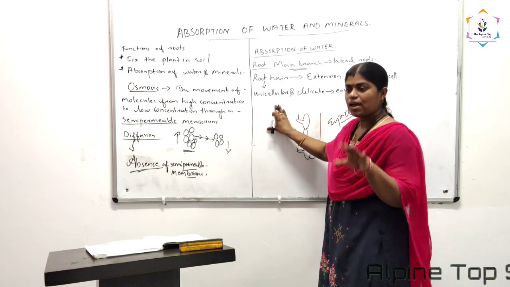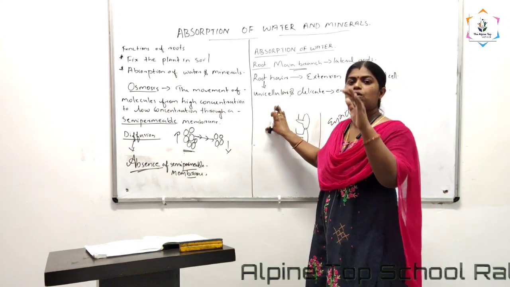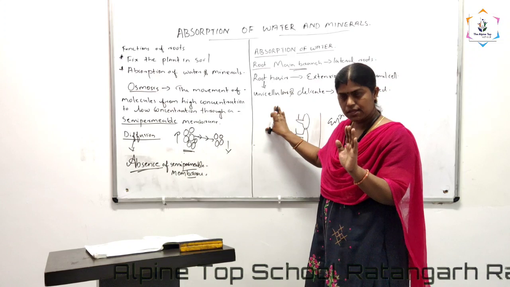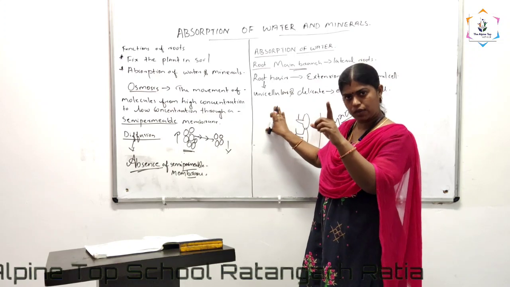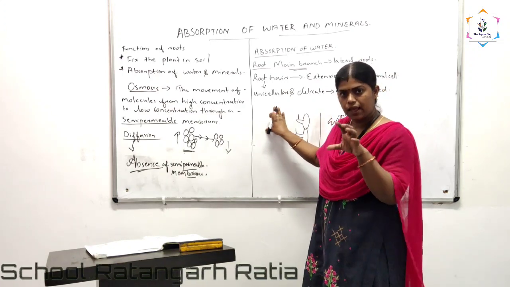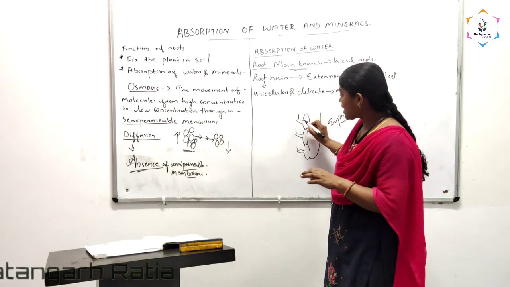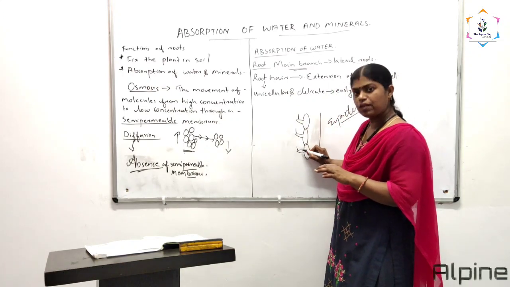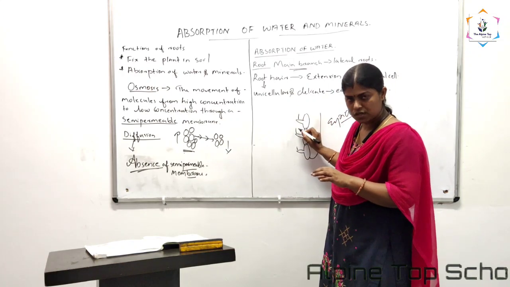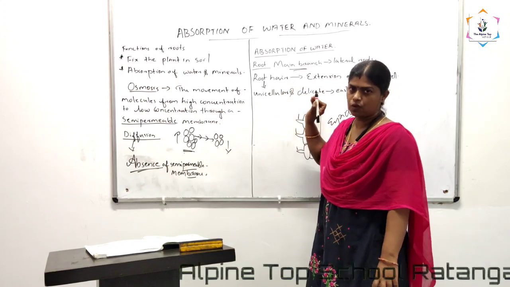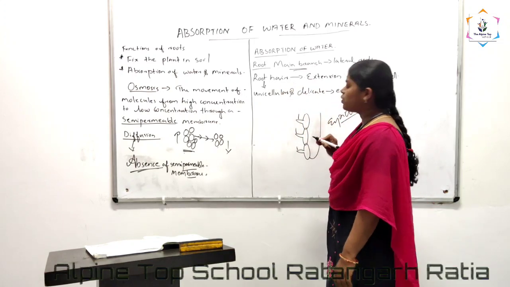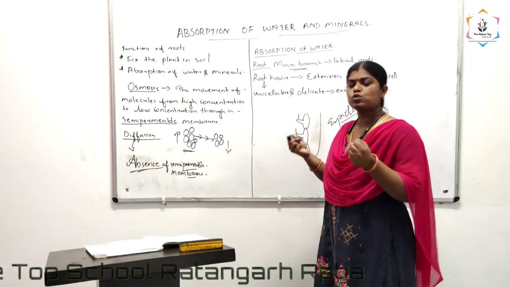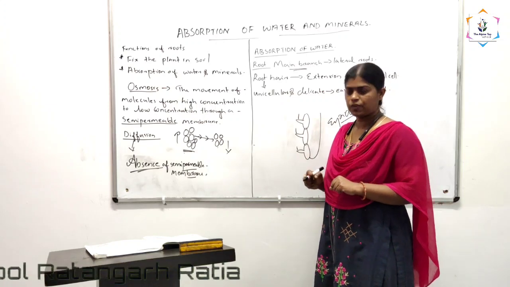So what is epidermis? Epidermis means the outer covering of the root. It is a single layer one. Each and every cell in the epidermis is making extensions like this, and we are calling these extensions root hair. So the more root hairs there are, the more absorption of water is possible.